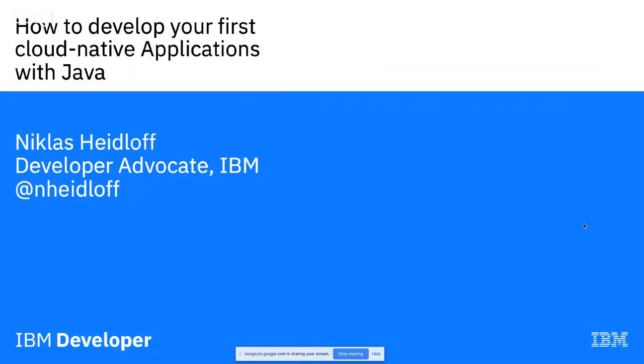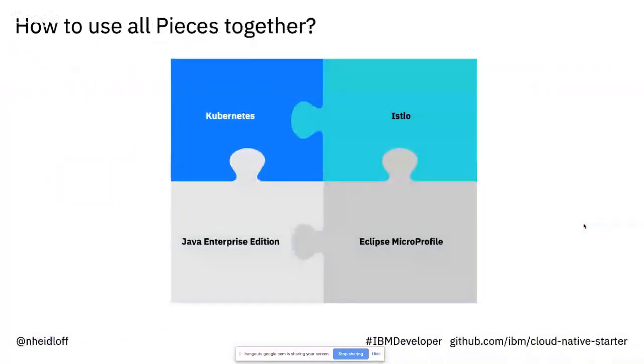So, yeah, hi everyone, and thanks for joining today. My name is Niklas Seidloff. I'm a developer advocate, and I work at IBM. And the topic for today's talk is how to develop your first cloud-native applications with Java EE, Eclipse MicroProfile, Kubernetes, and Istio. I'm going to describe what these different technologies do, and more importantly, how you can use them together. Because sometimes that's a little bit confusing, especially when it comes to the positioning of Istio versus Eclipse MicroProfile.